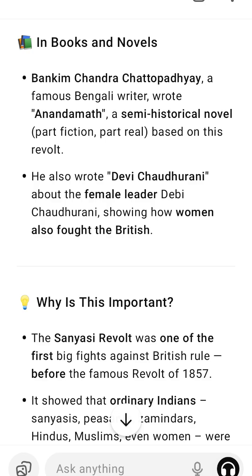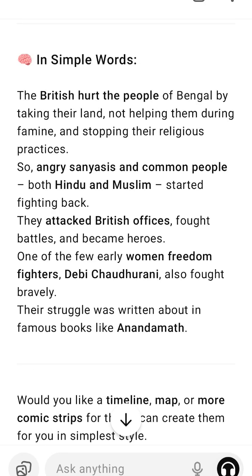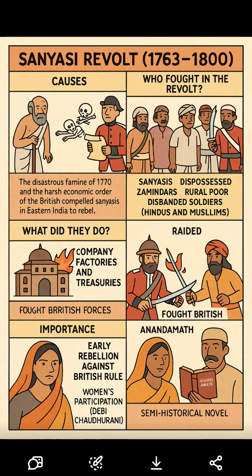Important leaders of the revolt. Here are some famous leaders of the revolt. Majnum Shah, a fakir leader, a Muslim saint. Chirag Ali, another fakir leader. Musa Shah, one more fakir fighter. Bhawani Pathak, a Hindu sannyasi leader. Debi Chaudharani, a woman who fought bravely, leading her own group.